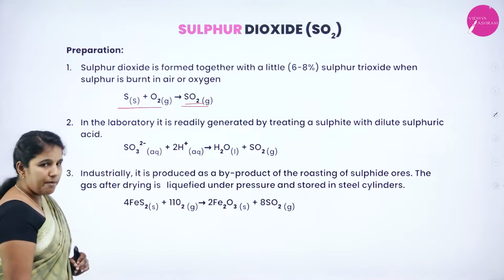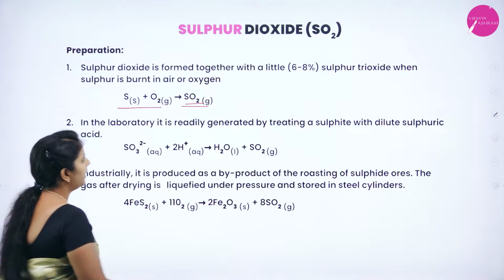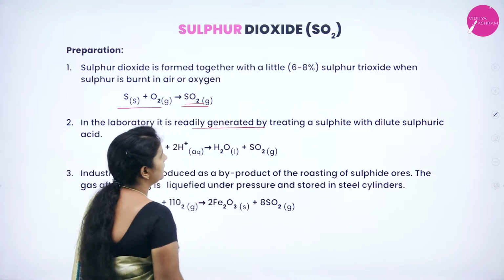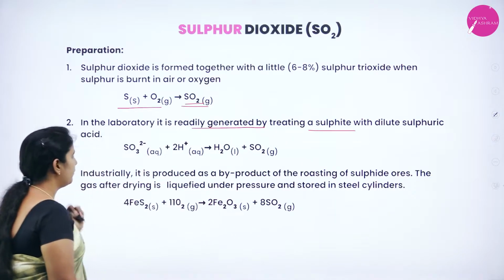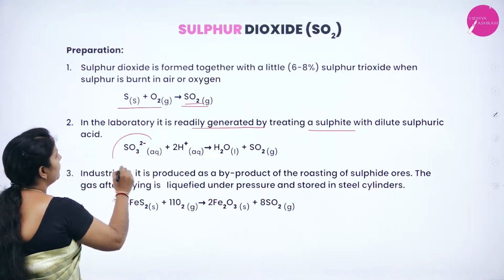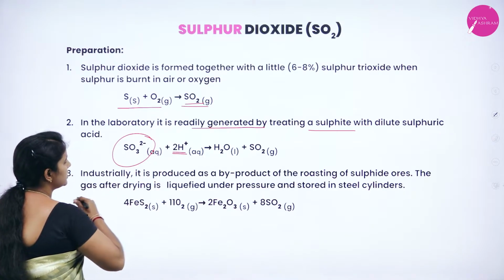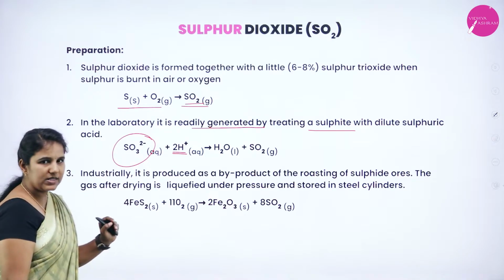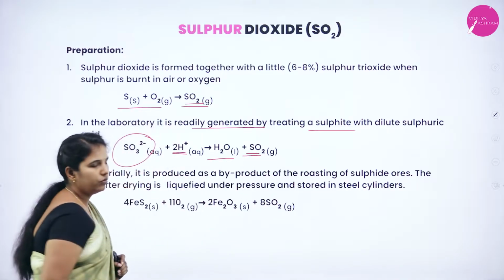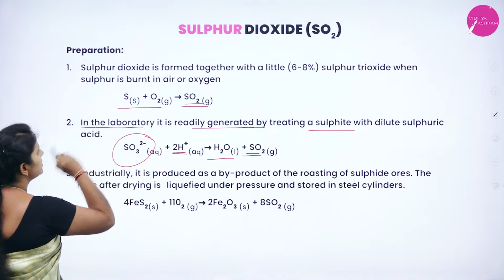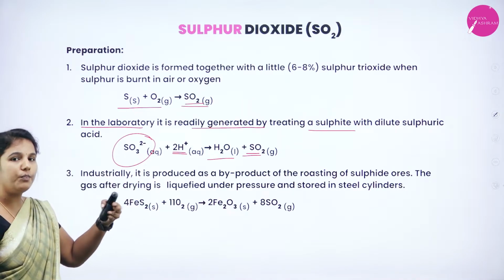In the laboratory method, we can also prepare sulfur dioxide by readily treating the sulfite with dilute sulfuric acid. These are the sulfite, which is an aqueous solution, allowed to react with the acid. I have represented it in the form of H plus to give sulfur dioxide and water. This is the laboratory method of preparation of sulfur dioxide, which is a compound of sulfur.